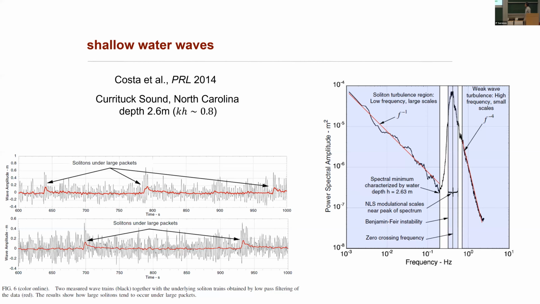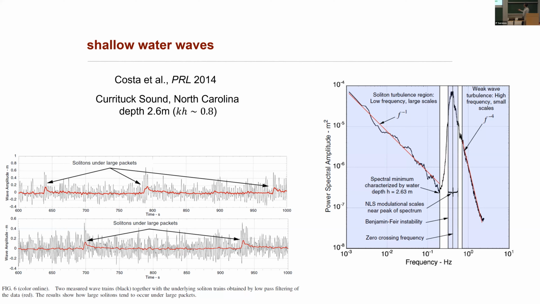Beyond the motivation of the beautiful theory of integrable turbulence, I also want to mention that my motivation comes from the fact that you can observe this in real seas. In this paper from 2014, there is this record in the Currituck Sound of North Carolina, which is a shallow water lagoon. Depth 2.6 meters, and I don't know the horizontal size, but it's very large. And you see this record, and when they filter out the fast oscillation, you can see the shallow water solitons that emerge.